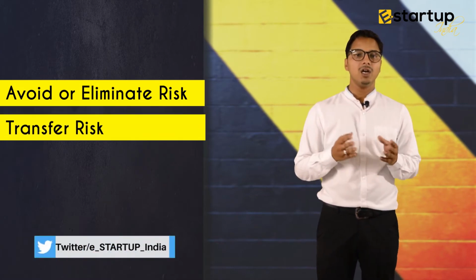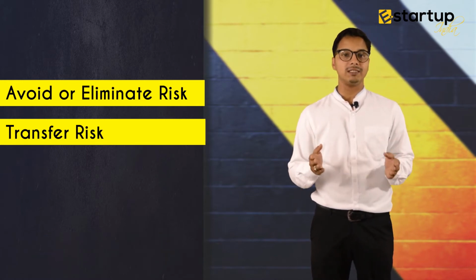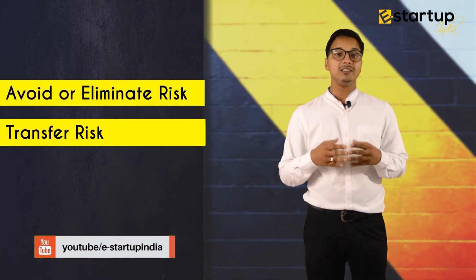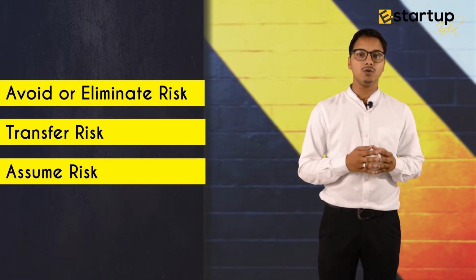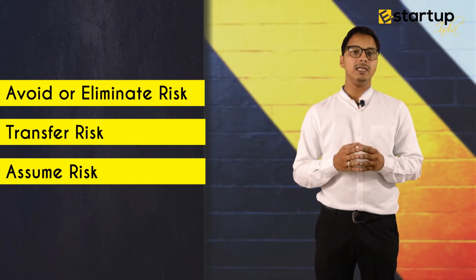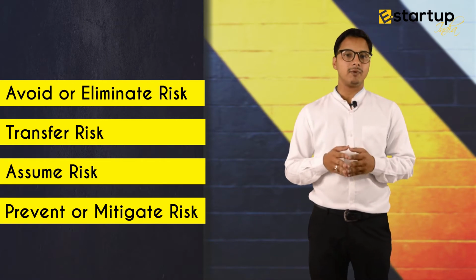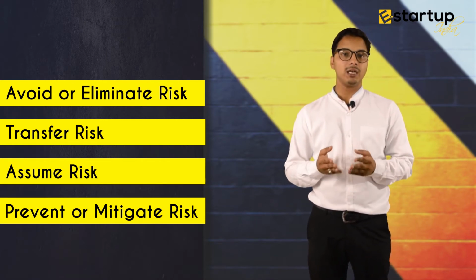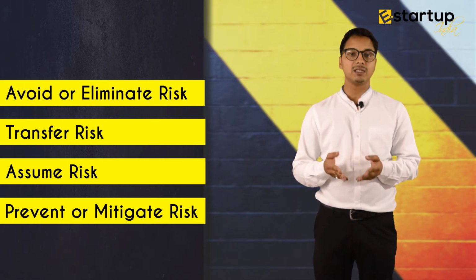The second, transfer risk. It can be done by transferring the impact of the risk, for example, insurance. Third, assume risk. The manager can assume the risk and decide to deal with it when the need arises. Fourth, prevent or mitigate risk. The manager can plan some preventive action in order to mitigate the impact of risk by utilizing a suitable risk management tool.